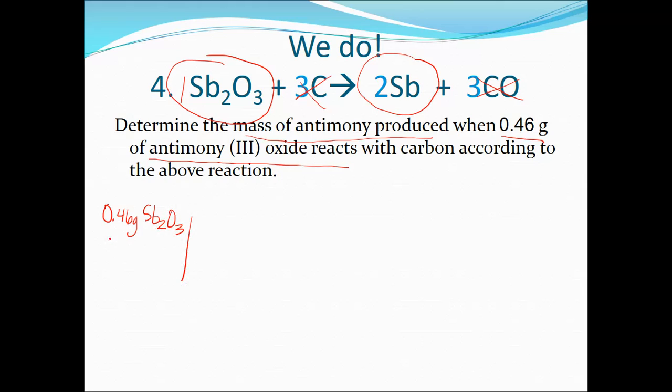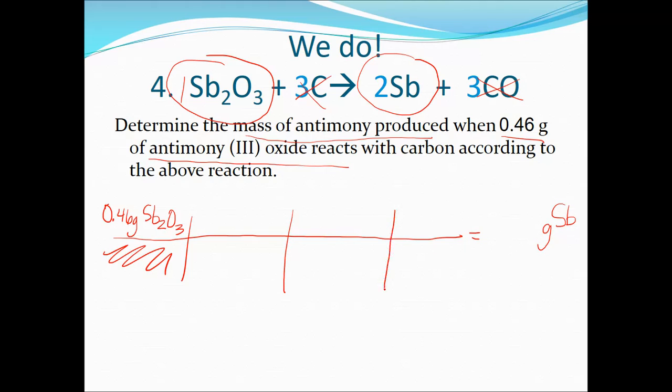Always start with your given, which is 0.46 grams of Sb2O3. Now, it is definitely worth taking the time to write out the molecules' formulas because you are going to need the molar mass, and that exact formula, Sb2O3, is what you use to figure out the molar mass. Now again, we're trying to convert to grams of antimony, so I'm going to come over here and put grams of Sb because that's what I'm trying to find. Gram to gram is a 3-step conversion. So we need to get grams of Sb2O3 on bottom.